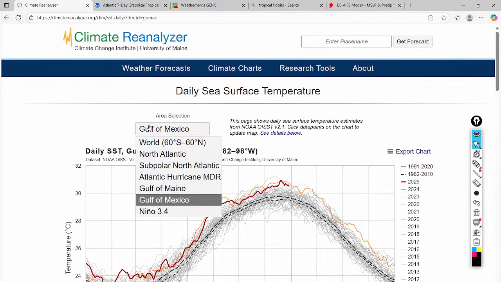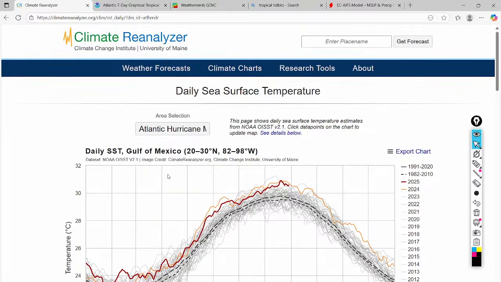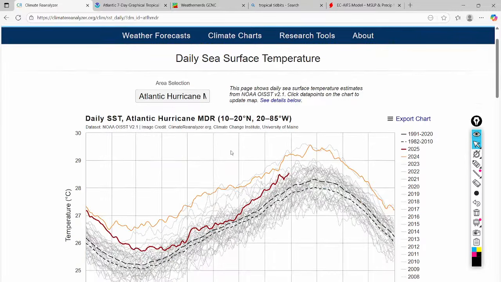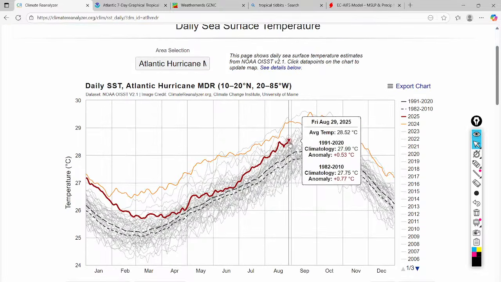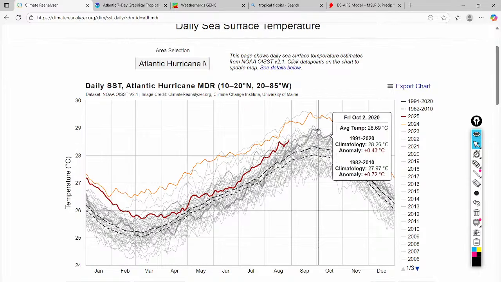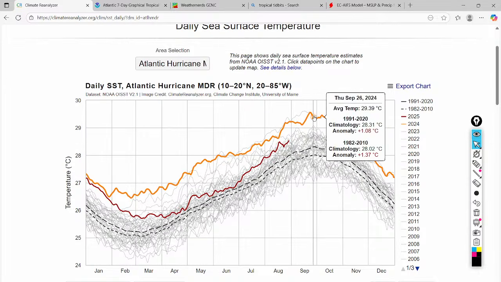When we take a look at the analytics for the Gulf of the Atlantic Hurricane Main Development Region, we're actually still above average, but we're not as warm as we used to be. We are generally still going up. Usually the peak is in mid-September.